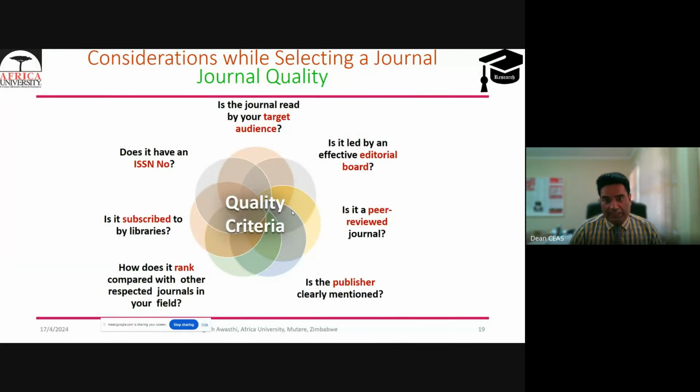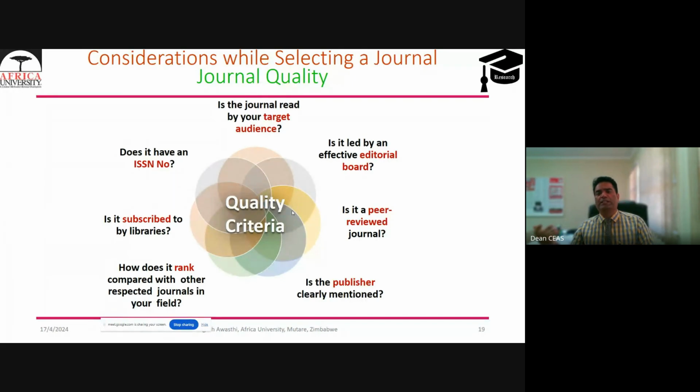Then journal quality. So what are the quality criteria? Is the journal read by the target audience? You can see the statistics on the journal website: how many countries are involved, how many downloads there are. Nowadays when you download a paper, there is always a number of downloads shown. So it means your paper is also viewed by someone.